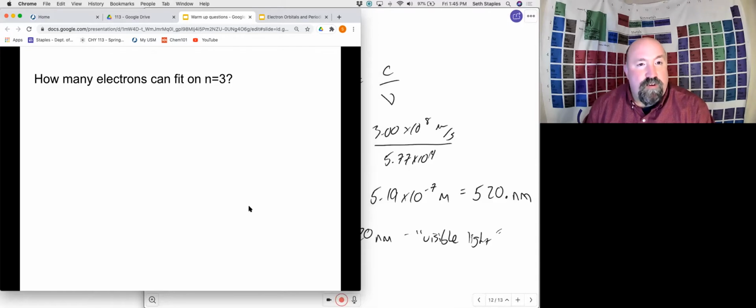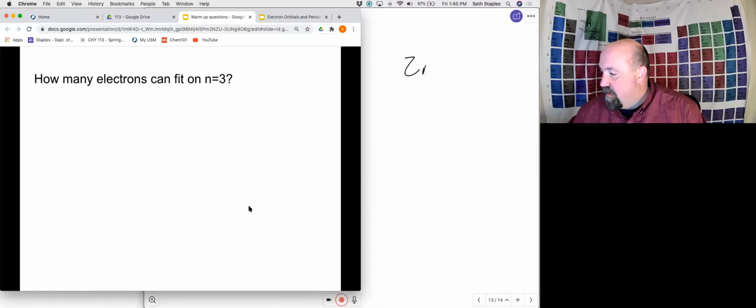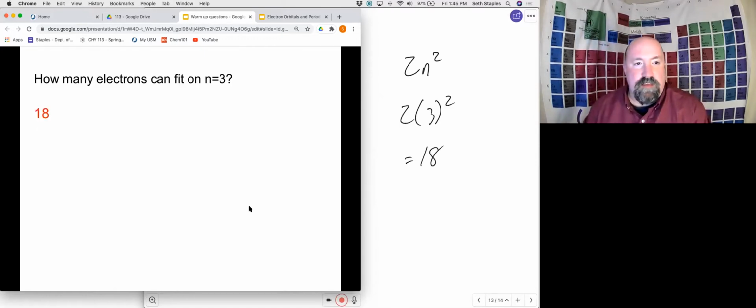In this question, we want to know how many electrons can fit on Bohr shell 3. See what you can do. The thing to remember there is that the maximum number of electrons that can appear on any Bohr shell is equal to 2n squared. So 2 times 3 squared equals a total of 18 electrons on our third Bohr shell.